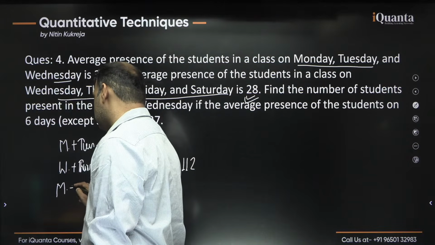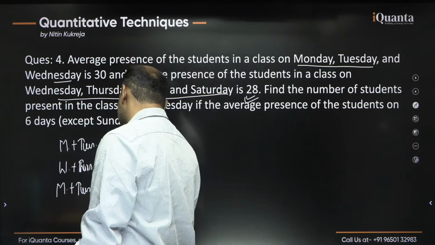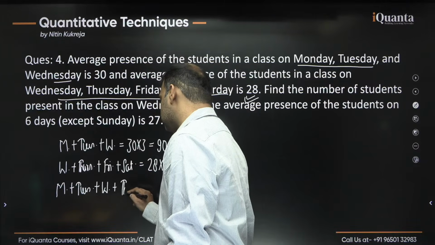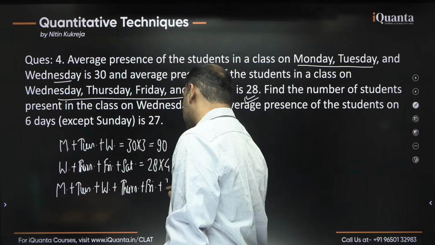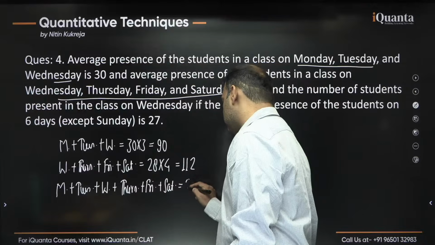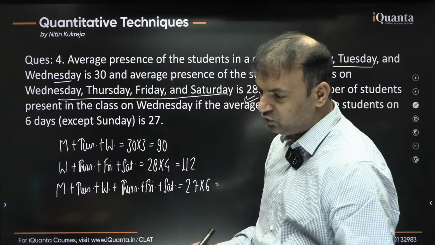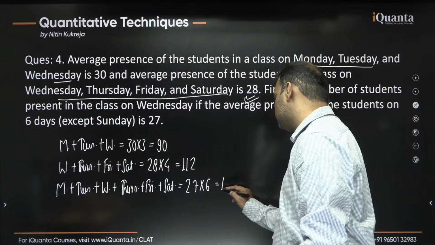We are given the average of all 6 days. So we can say the total has to be what? Average times the number of days, which is Monday, Tuesday, Wednesday, Thursday, Friday plus Saturday, right? And that has to be how much? The average times the number of days. The average is 27 and the number of days is 6. So 27 times 6 is how much, guys? See, 27 times 3 is 81, 81 times 2 is 162, right? So we can say this has to be 162.